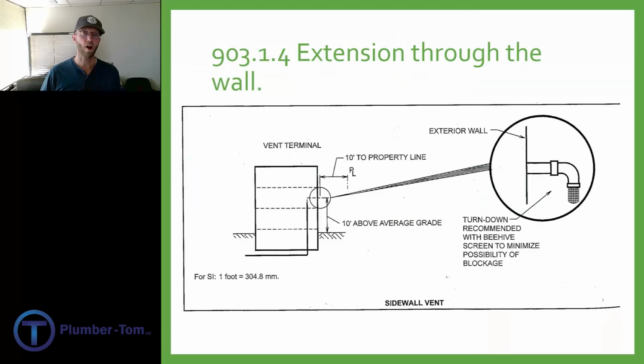903.1.4 talks about the option to run a vent out the side of a building rather than going up. I've worked in a warehouse where we were installing a new restroom, and the roof was 40 feet up in the air. It made more sense to just go out the sidewall penetration from the first floor. So that's what we did. But here are some provisions for that.